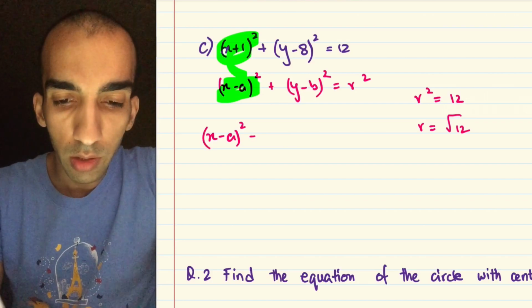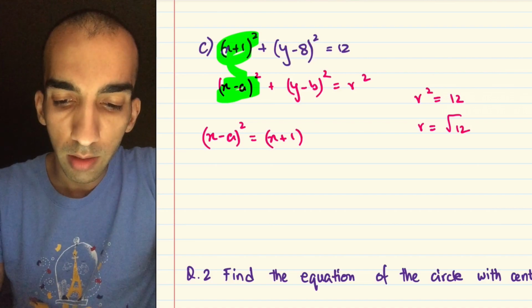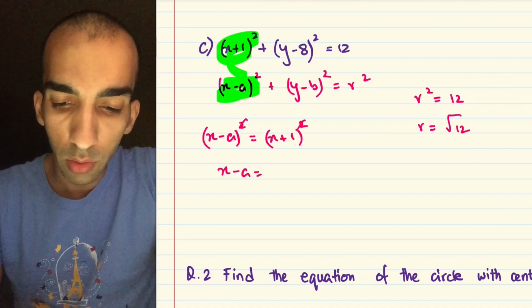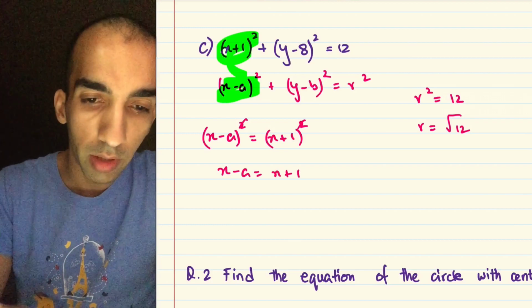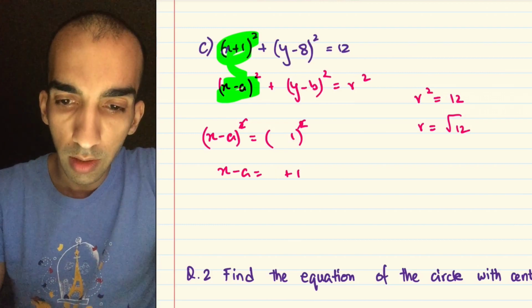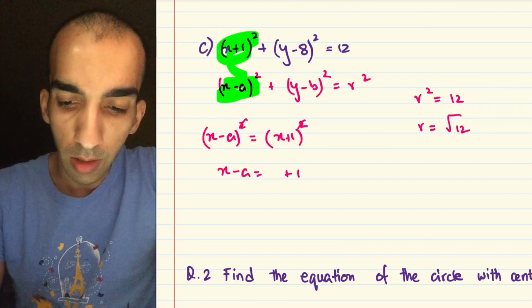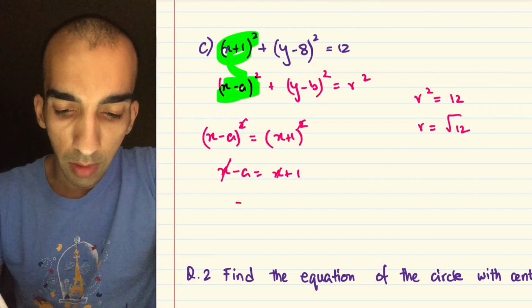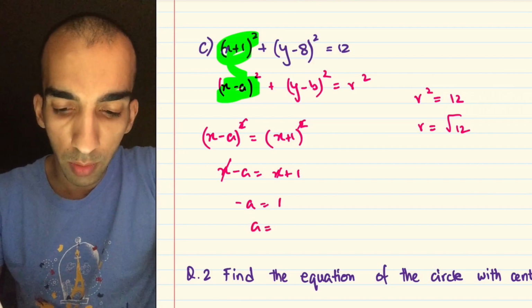X minus a whole square is equal to x plus 1 whole square. The squares get cut out. X minus a is equal to x plus 1. Why do I keep writing that x as an n? I do not know. X plus 1. Now let's cancel out the x's. Minus a is equal to 1. A is equal to minus 1.